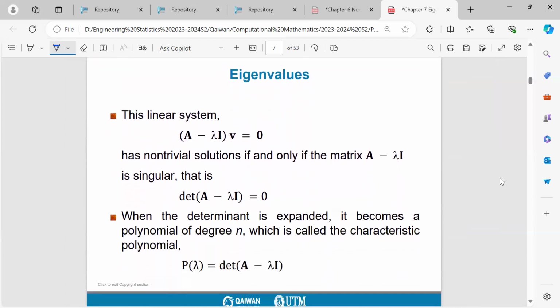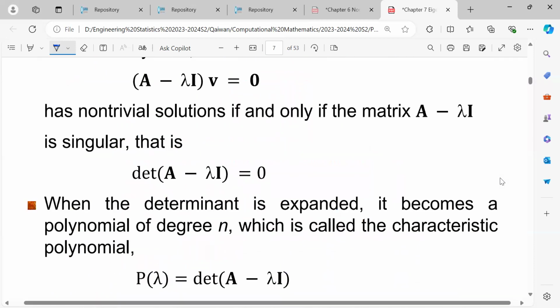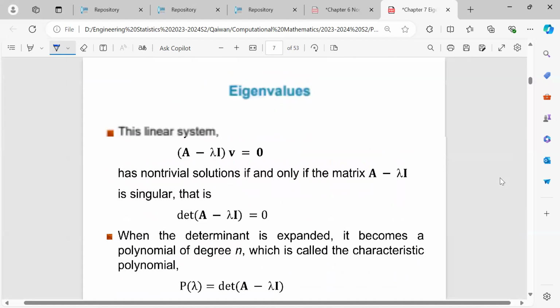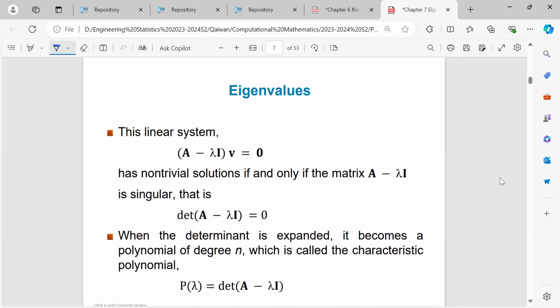Then to find the eigenvalues, we say for this linear system, A minus lambda I must be singular, which means its determinant is 0. This one, the coefficient part, A minus lambda I, its determinant must be 0. The determinant of A minus lambda I must be 0. Okay, that's it.